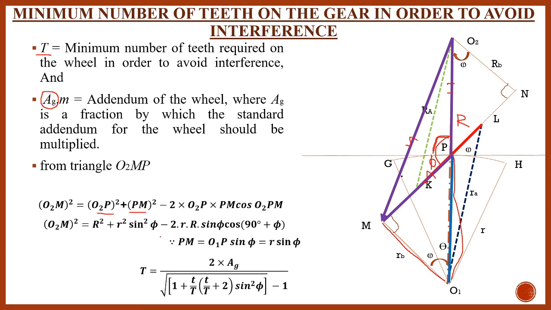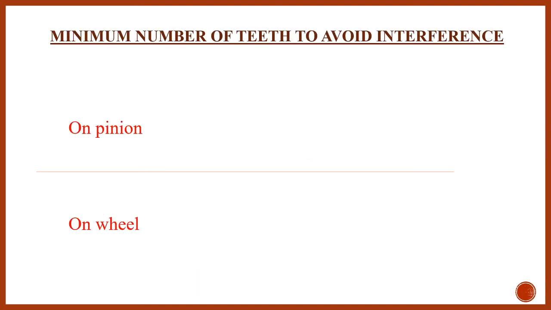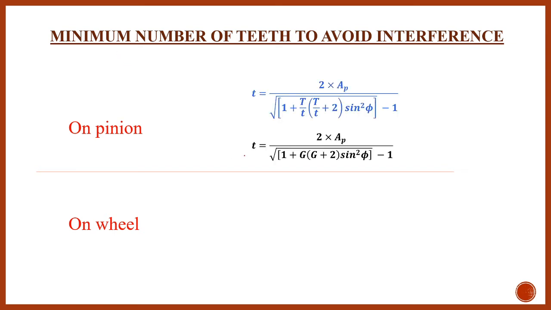Capital T is equal to Ag upon square root of 1 plus small t upon capital T into bracket small t upon capital T plus 2 into sin square phi. Here, small t upon capital T is the reciprocal of the gear ratio. And we'll get this minimum number of teeth to avoid the interference on pinion, small t, is equal to 2 into AP upon square root of 1 plus G into G plus 2 into sin square phi minus 1.